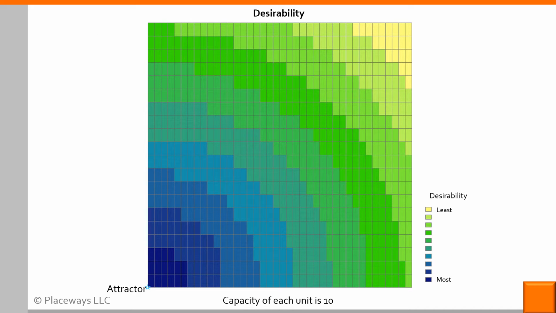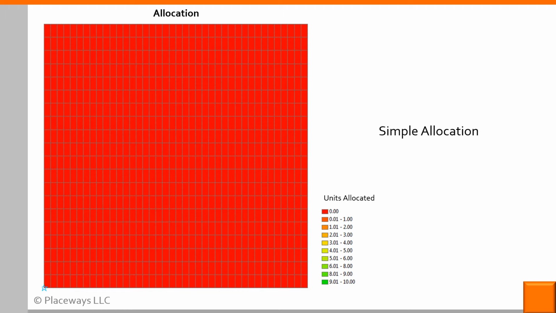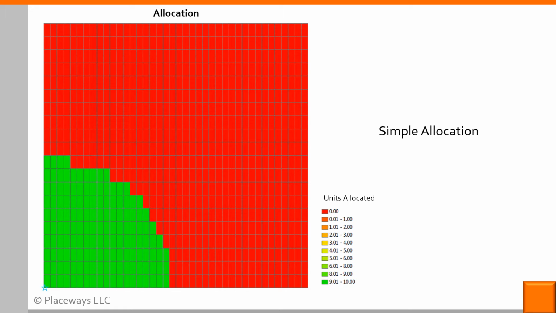To illustrate this on a two-dimensional map, here is a simplified case where the parcels are all the same shape, like rectangles, and they all have identical capacities. In this case, there is an attractor in the southwest corner that increases the desirability of parcels near to it. Allocation in its simplest form would place new growth in the most desirable areas, resulting in a cluster of new development in the southwest corner, as shown here. Now, obviously this is simplistic, and CommunityViz allocation tools allow for adding many refinements to this basic approach, as will be described in this video.